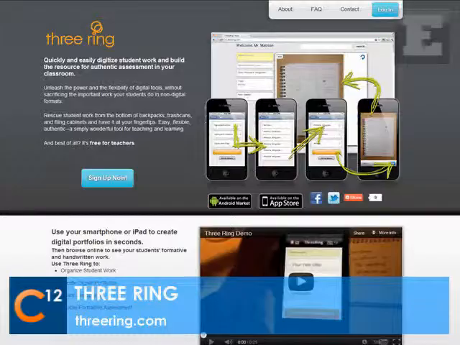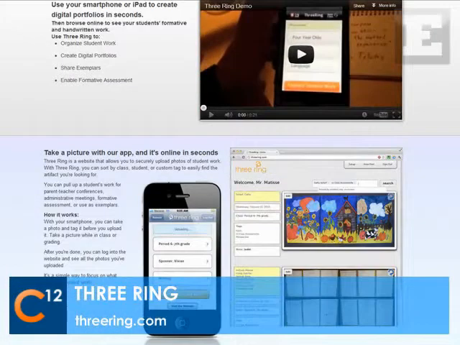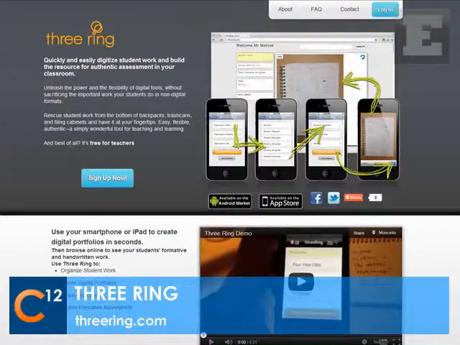And invariably, what I ended up with was stacks of paper that I sometimes had a chance to go through, had trouble providing instant feedback to students, and certainly nothing that they could then take forward with them as a demonstration of mastery or of what they're doing. 3Ring, though, takes your Android or iOS phone and allows you to digitize content very, very quickly, even by just taking a picture of a page the student has created and then putting it into portfolios for your students.